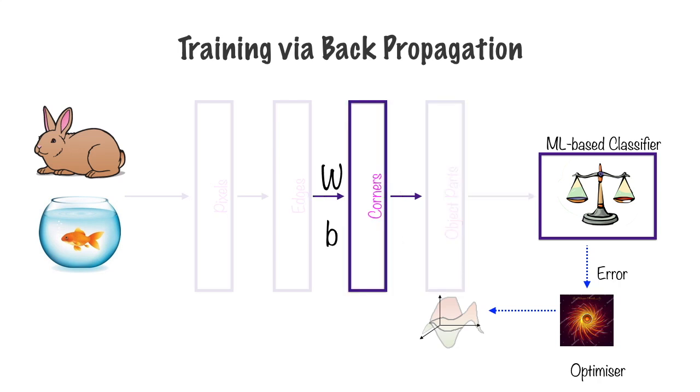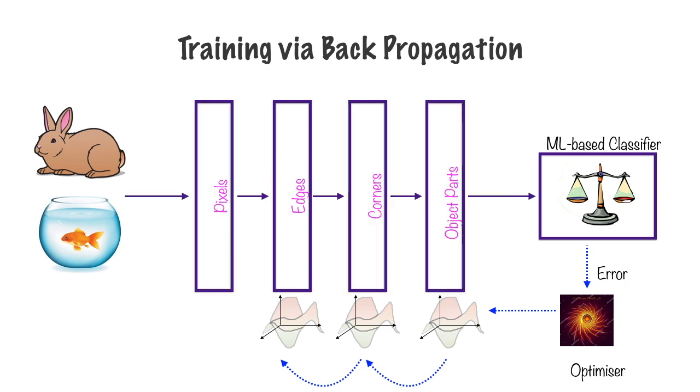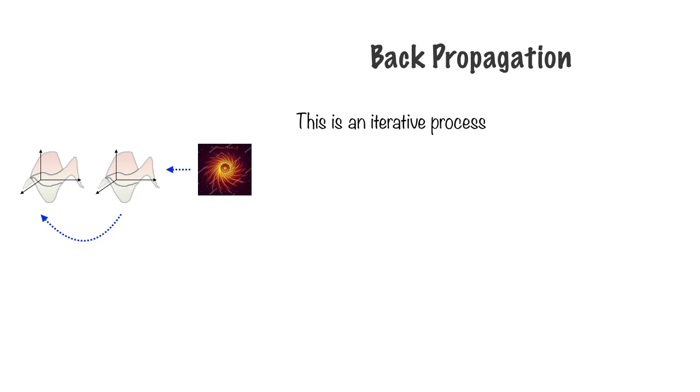Once we have the weights and biases for the last layer before the output, the training process then moves backwards and calculates the weights and biases for the previous layer, till it gets all the way back to the input. Because this moves backwards through the neural network, this training process is called backpropagation. The main purpose of backpropagation is to allow the weights and biases of all the neurons to converge to their final values. Now, backpropagation works really well, and in fact, it was a major breakthrough in the idea of training neural networks, which allowed us to work with deeper and deeper neural networks.